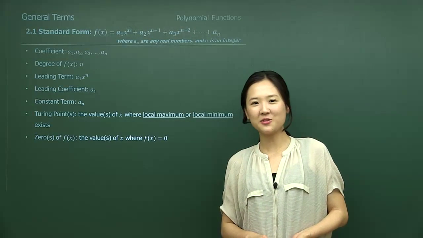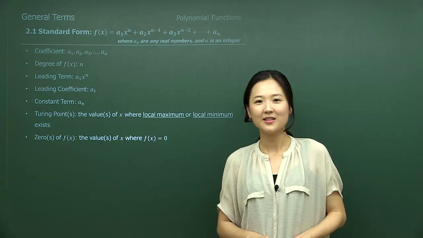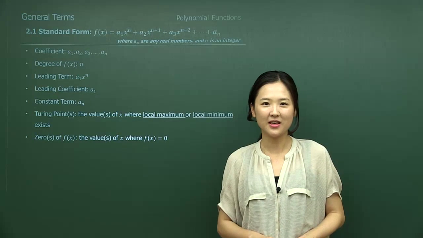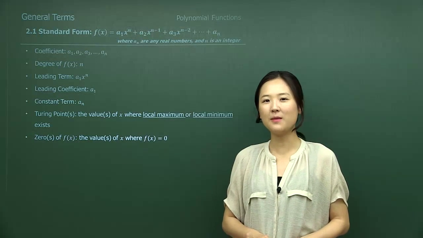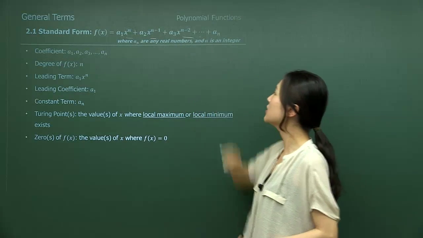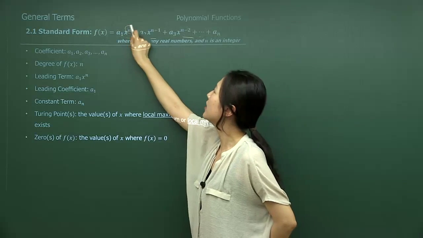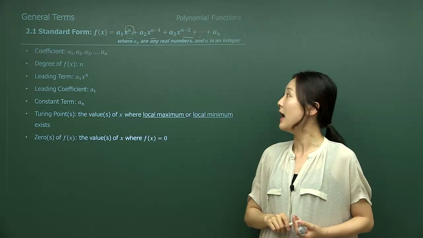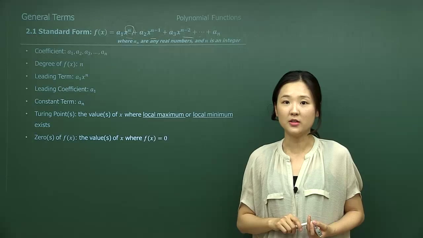Hello, today let's talk about polynomial functions. So what is a polynomial function? For polynomial functions, the powers of your x's are integers. So the value for n here has to be an integer. Otherwise, it's not a polynomial function.